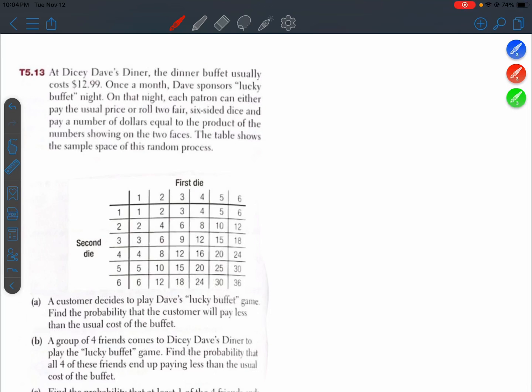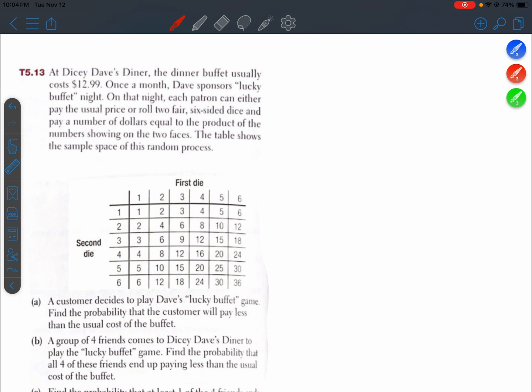Question number 13. At Dicey Dave's Diner, the dinner buffet usually costs $12.99. Once a month, Dave sponsors Lucky Buffet Night. On that night, each patron can either pay the usual price, $12.99, or roll two fair six-sided dice and pay a number of dollars equal to the product of the numbers showing on the two faces.